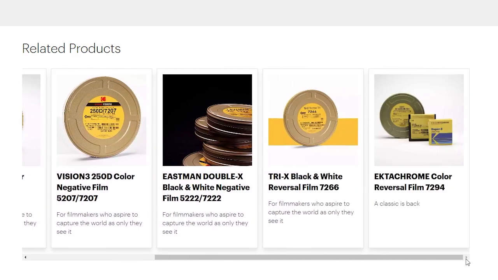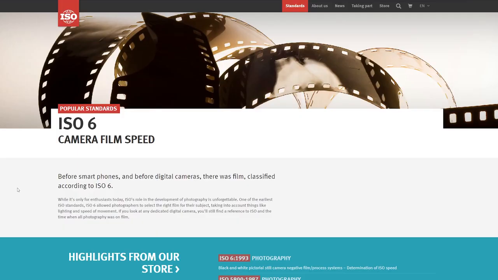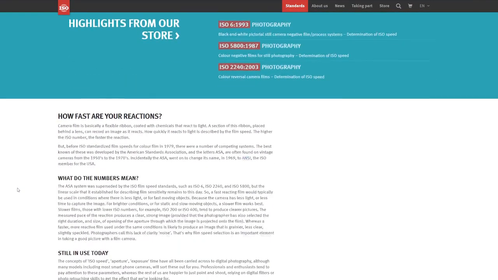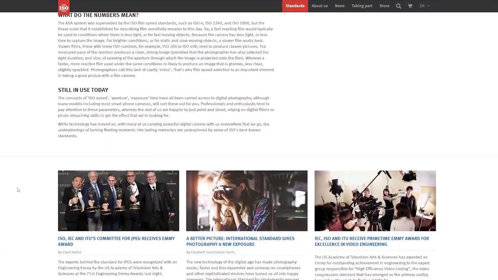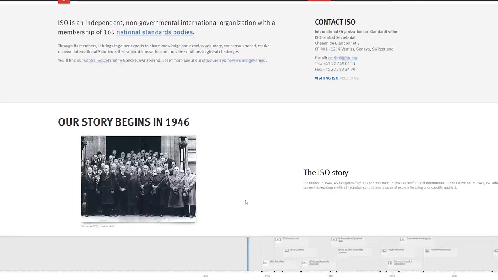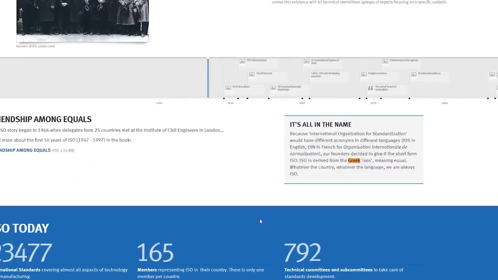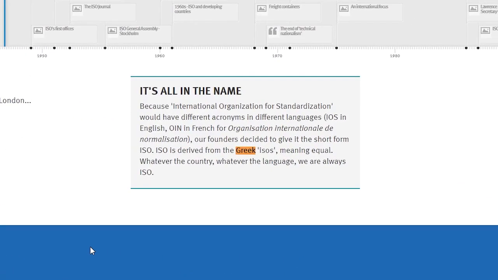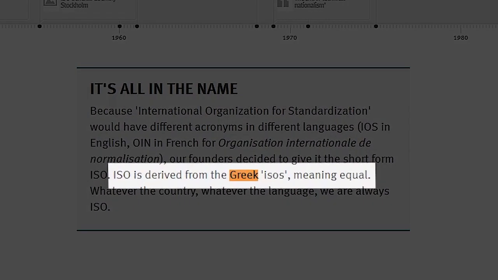ISO, the International Organization for Standardization, develops and publishes international standards, film speed being one of them. Many people use the term ISO when referring to camera sensitivity or film speed, and this is actually incorrect. The reason it's not pronounced ISO is because it's an acronym, and because International Organization of Standardization would have different acronyms in different languages, they decided to pronounce it ISO, which is derived from the Greek isos, meaning equal.